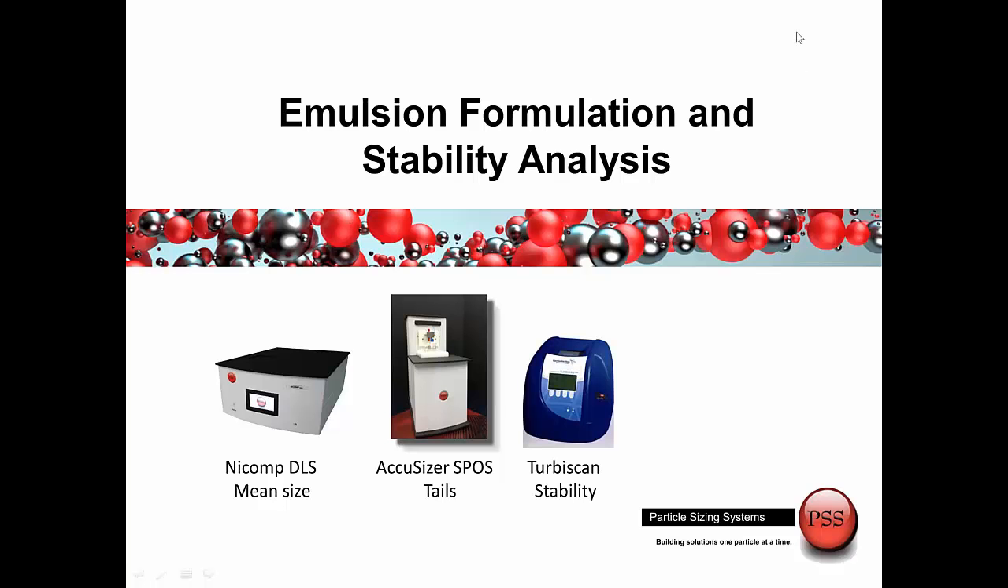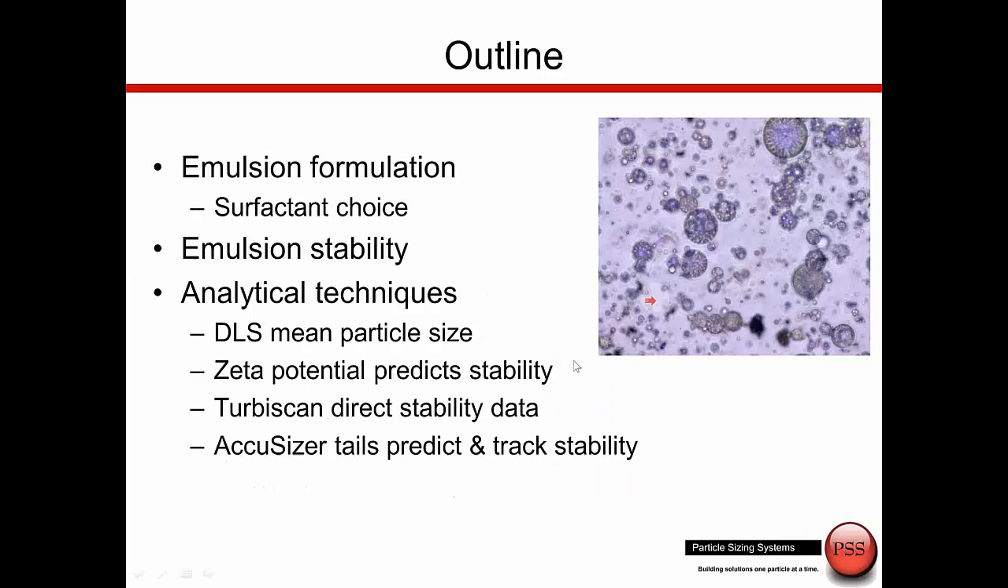Thank you everyone for attending this presentation on the topic of emulsion formulation and stability analysis. We'll be talking about emulsions, formulations, and also probably more focus on the analytical techniques that help us predict and determine stability of emulsions, including the Nicomp DLS system that we'll be using to measure the mean size of emulsion distributions, the AccuSizer, specifically the AccuSizer APS, which is the instrument we will be using to measure the tails of the distributions, and a direct measurement of stability is the Formulation Turbiscan.